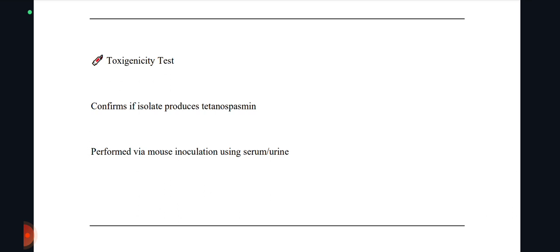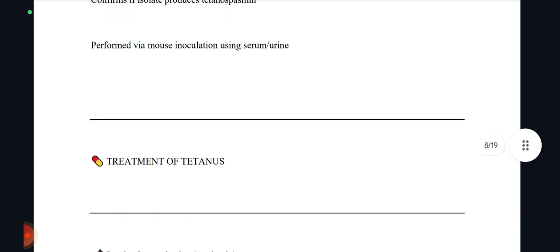There is something called the toxigenicity test, which confirms if isolates produce tetanospasmin. It is performed via mouse inoculation using serum or urine of the affected individual.